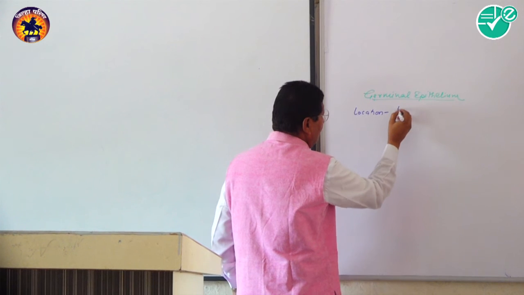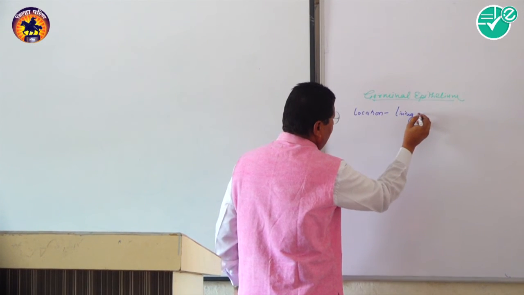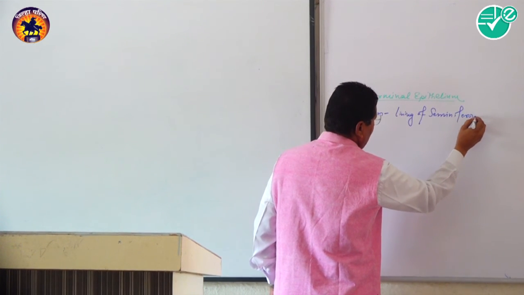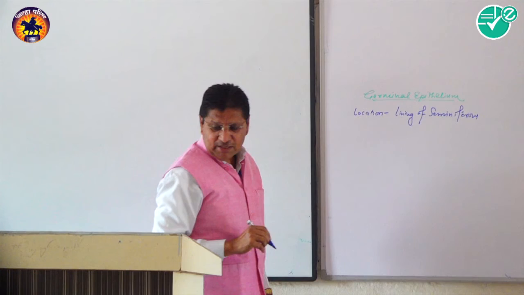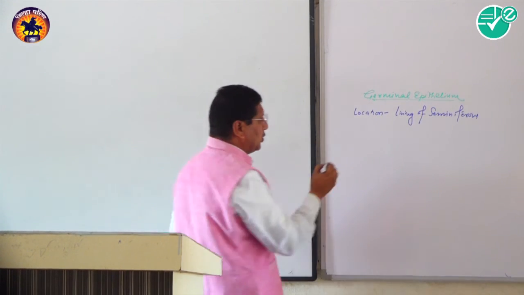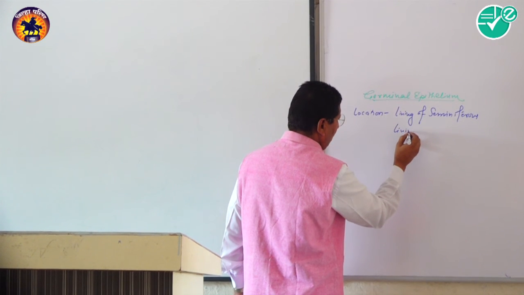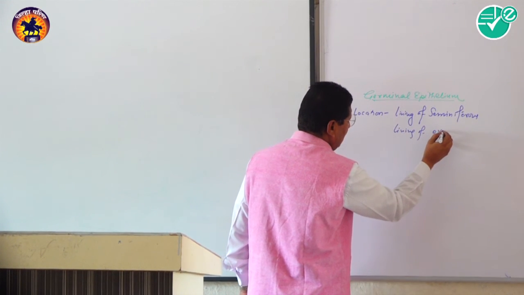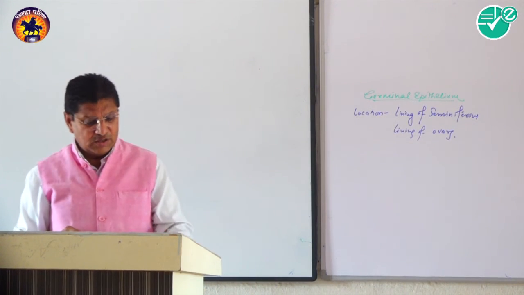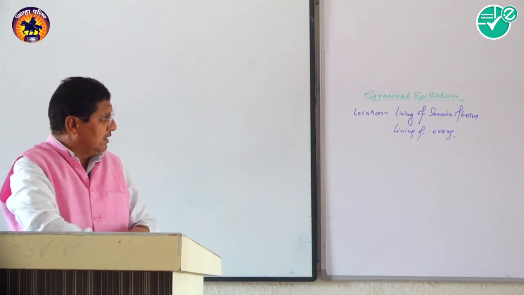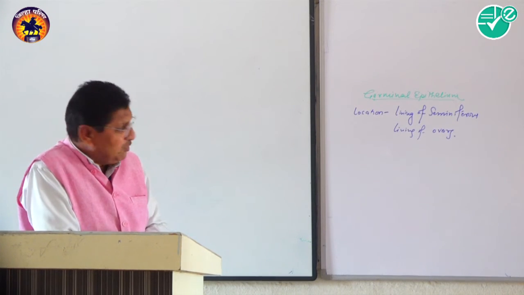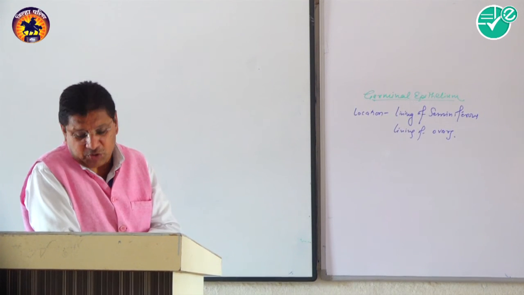They are present in the lining of seminiferous tubules. They are also present in the lining of the ovary. Here we consider the locations: the first, very important location is the lining of the seminiferous tubule, and the second location is the lining of the ovary.